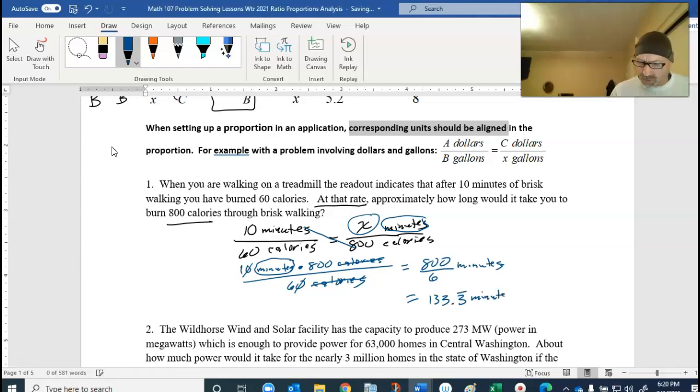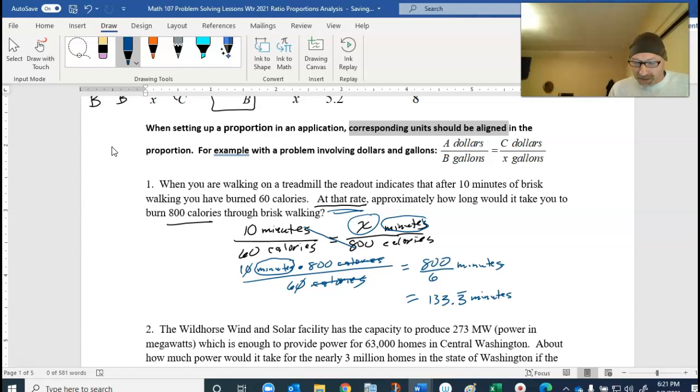Well, this is just walking on a treadmill, and the truth is it says at that rate, which means it would be the exact same rate. It would take you exactly that long if it were really the exact same rate. We know that a machine doesn't actually tell us exactly how many calories are burned. That's impossible for it to do, really.